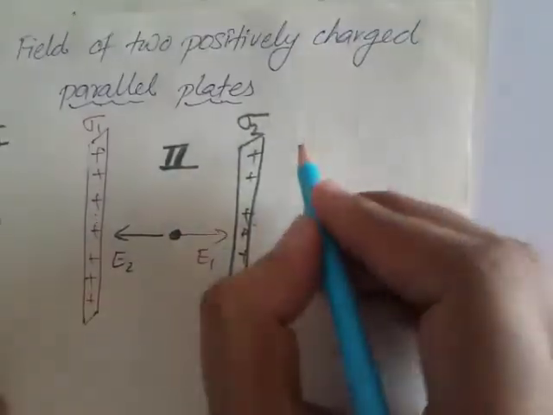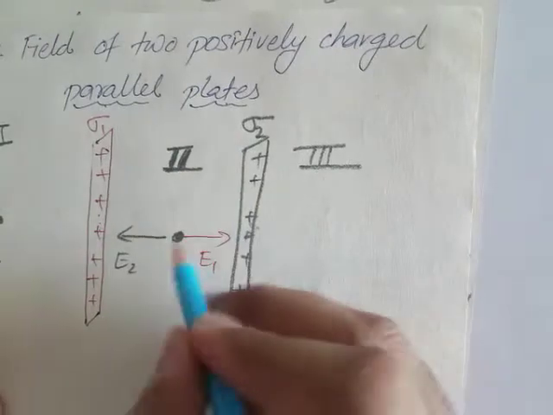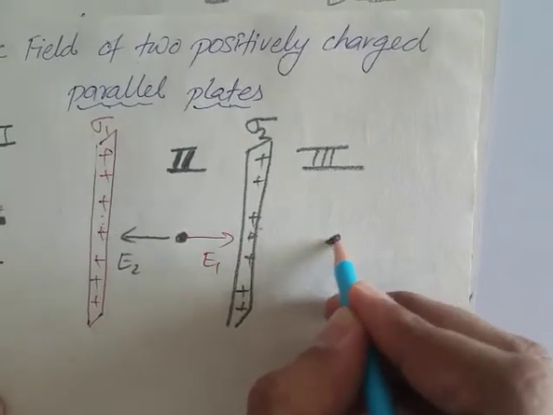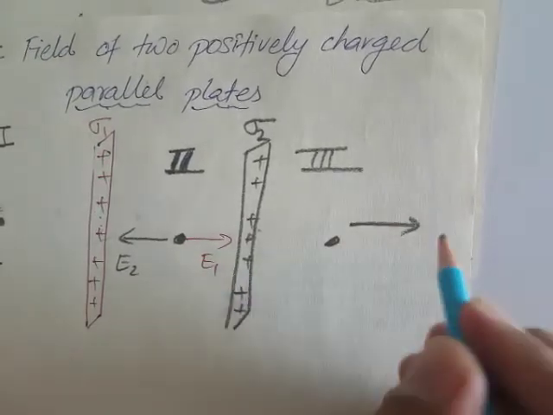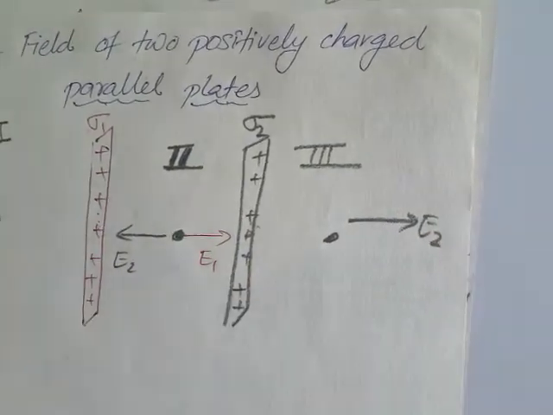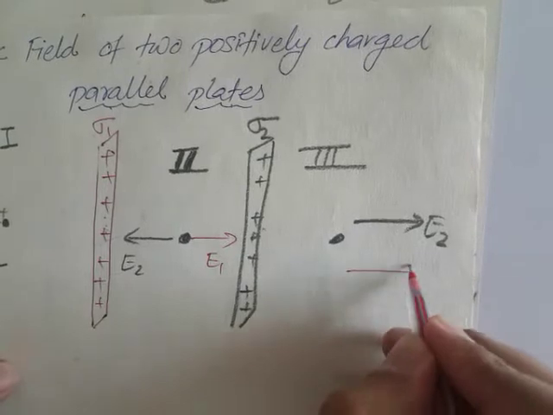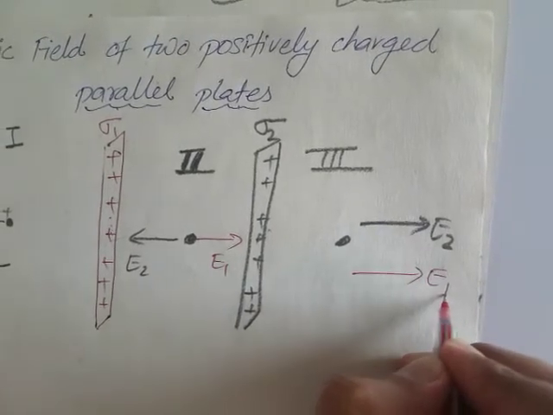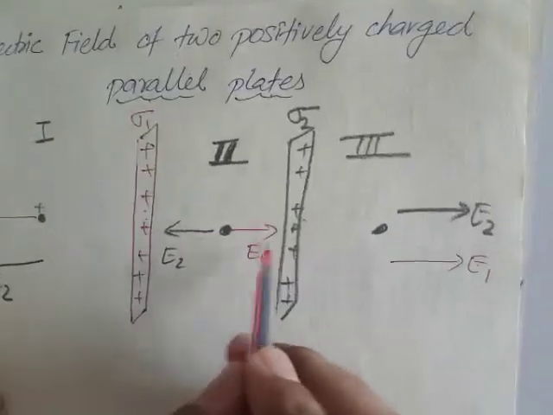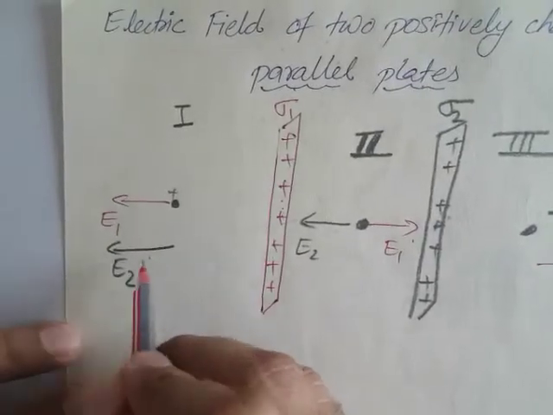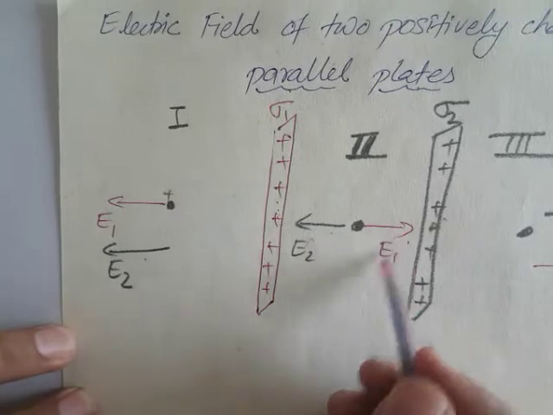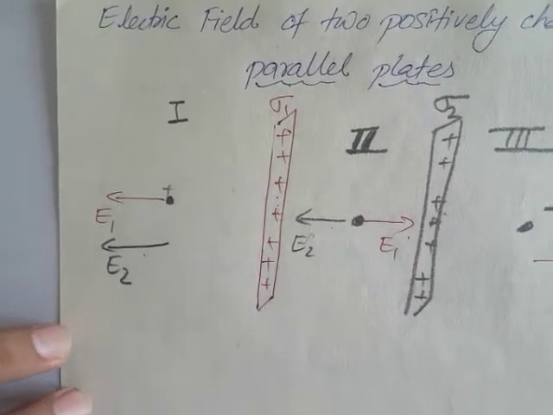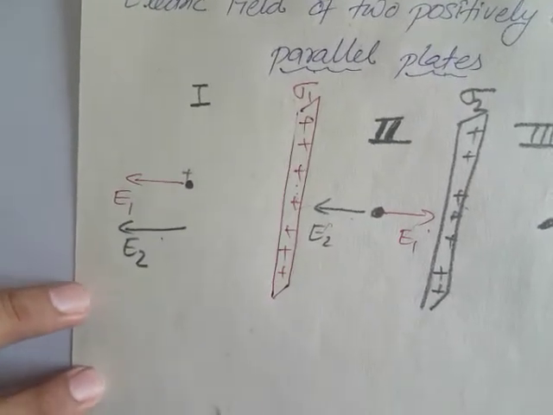Now if we talk about the third region, outside the plates, in the same way, from this it is going to repel, that is E2, and this one is E1. So they are in the same direction, opposite direction, same direction. If we consider these two charge densities equal, then they are going to cancel each other. So we are going to derive its formula here.